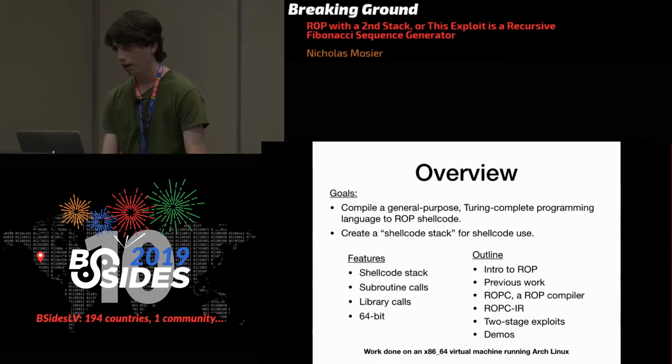A brief outline of the presentation: first, I'll give a very brief review of ROP and how gadgets work. Then I'll briefly discuss previous ROP compilers. Then I'll introduce my compiler, inventively called ROPC, and also the source language that it accepts, ROPC-IR. Then I'll go into detail about how instructions in ROPC-IR work, how you write a program, and I'll conclude with a couple demos at the end.